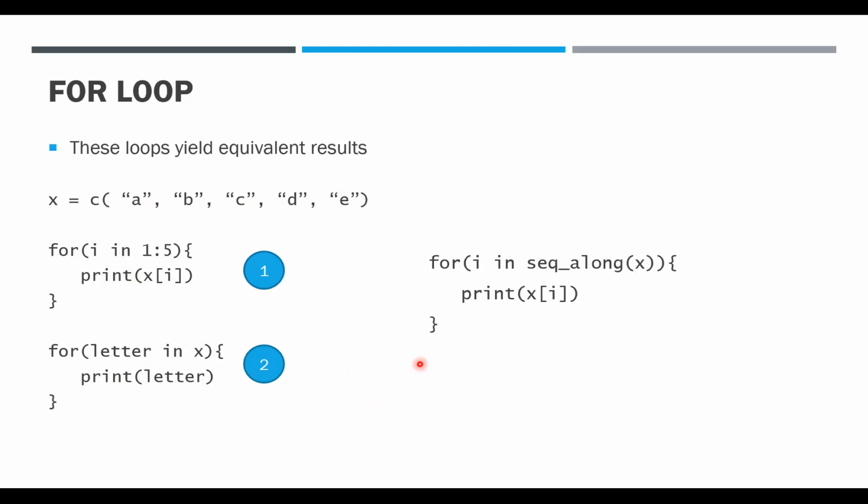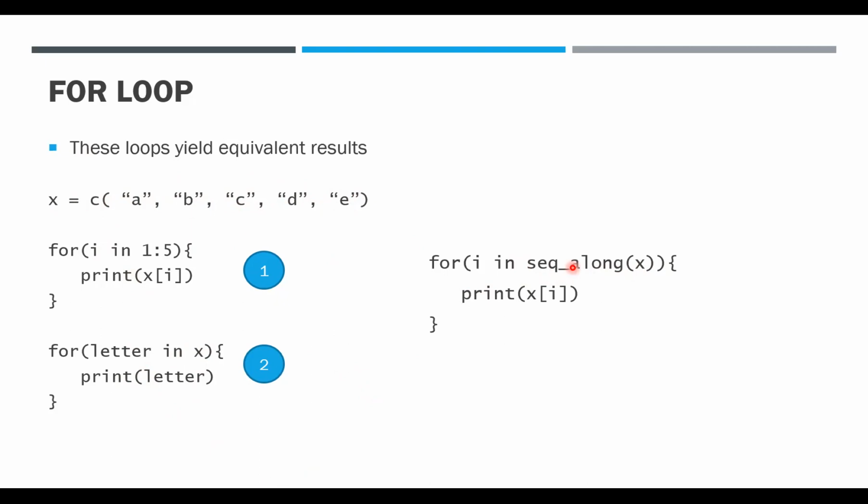The third way is this one right here. It utilizes the built-in base function seq_along, x. It's exactly what it sounds like: you're going to sequence along. So you're going to iterate through the index of this vector x.